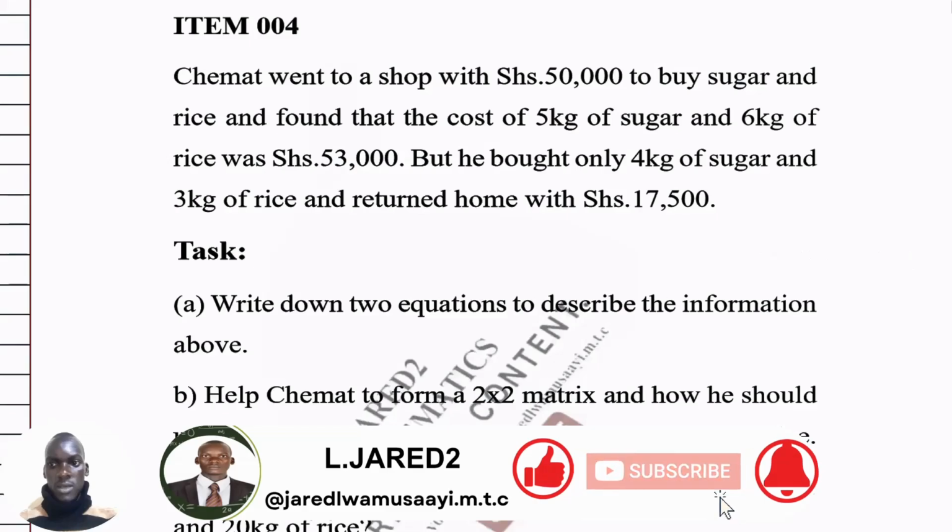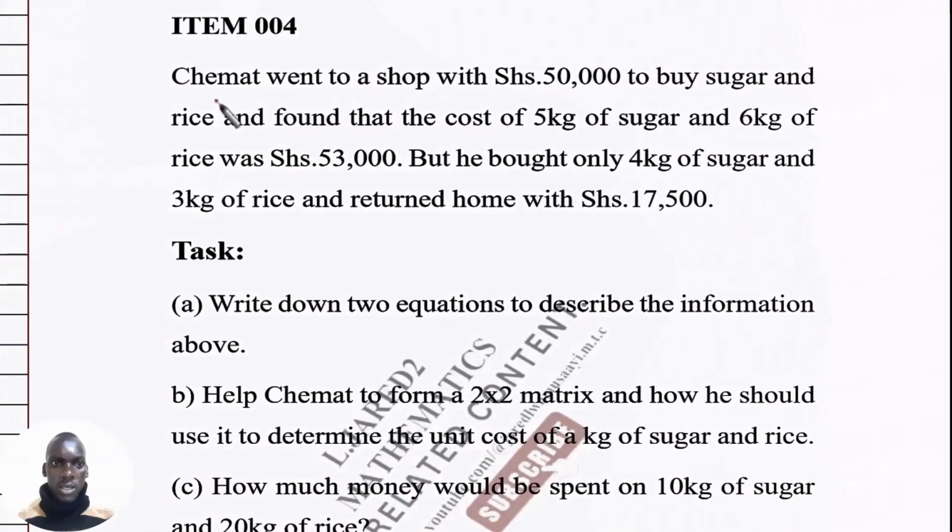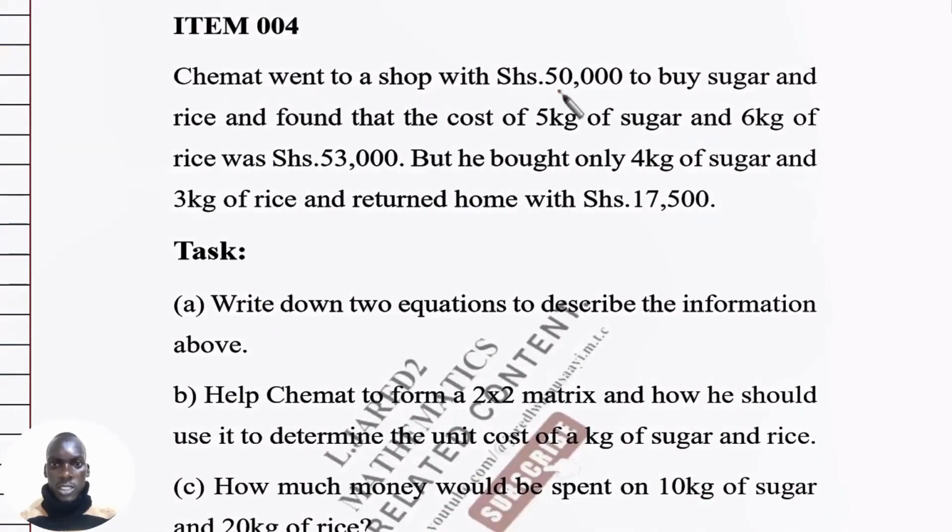So now let us dive in by reading the question. Kemati went to a shop with shillings 50,000 to buy sugar and rice and found that the cost of 5 kilograms of sugar and 6 kilograms of rice was shillings 53,000. But he bought only 4 kilograms of sugar and 3 kilograms of rice and returned home with shillings 17,500.